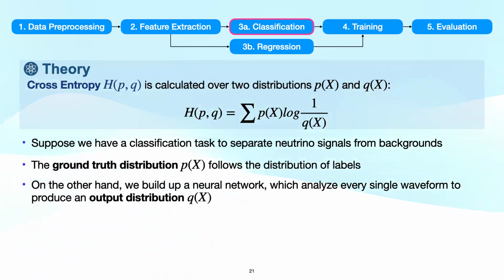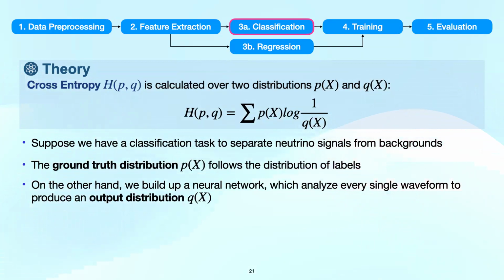Suppose we have a classification task to separate our neutrino signals from the Majorana Demonstrator from the background we want to reject. So the ground truth distribution would be our Px. That would follow the distribution of my labels, right? Now my labels are just a whole bunch of 1s and 0s, but those 1s and 0s follow some kind of underlying probability distribution. So in this case, this is my Px, the Px I want to approximate.